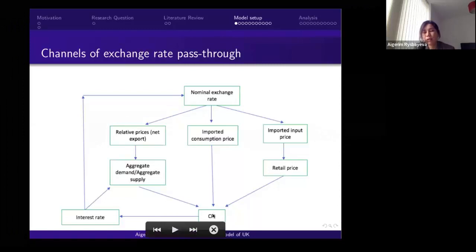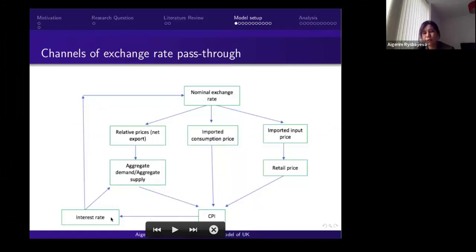And then there is a second pattern, because this is a general equilibrium. CPI level also is going to affect interest rate and nominal exchange rate. So CPI level affects interest rates through the monetary policy, and interest rate affects, through the UIP equation, the nominal exchange rate.